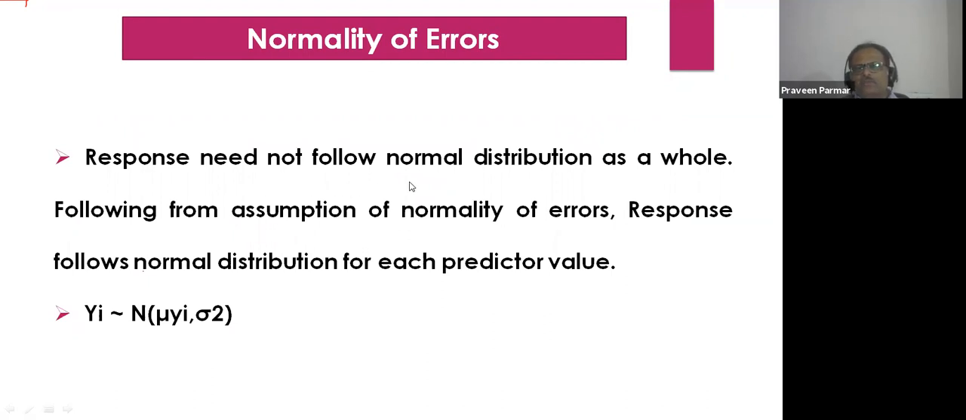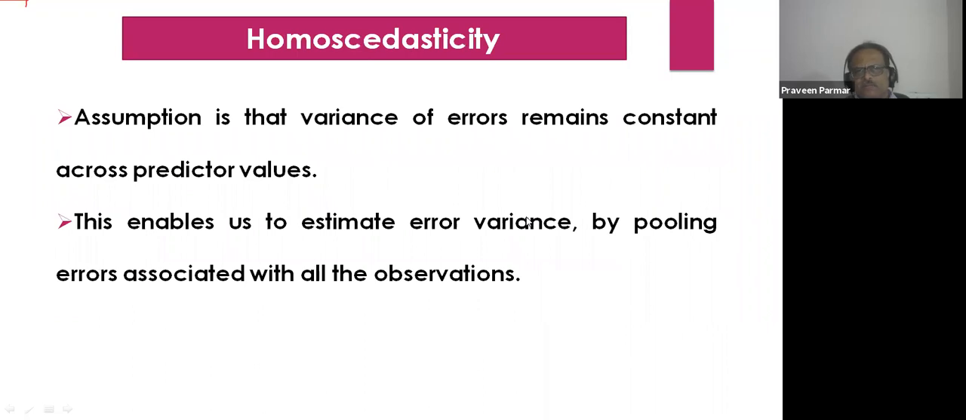Normality of error: the response need not follow a normal distribution as a whole. Following from the assumption of normality of errors, the response follows a normal distribution at each predictor value, that is, yi similar to N(mu yi, sigma square). So this is the formula. We will not go that deep, but I am just explaining it to you.